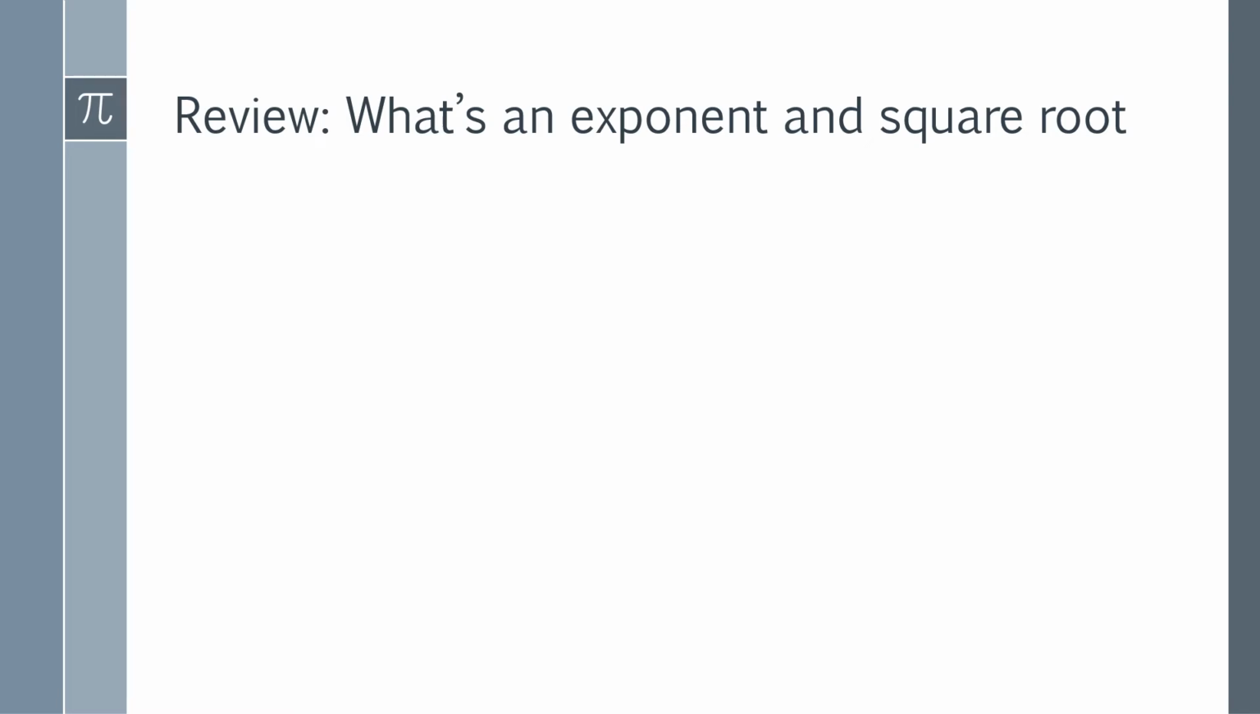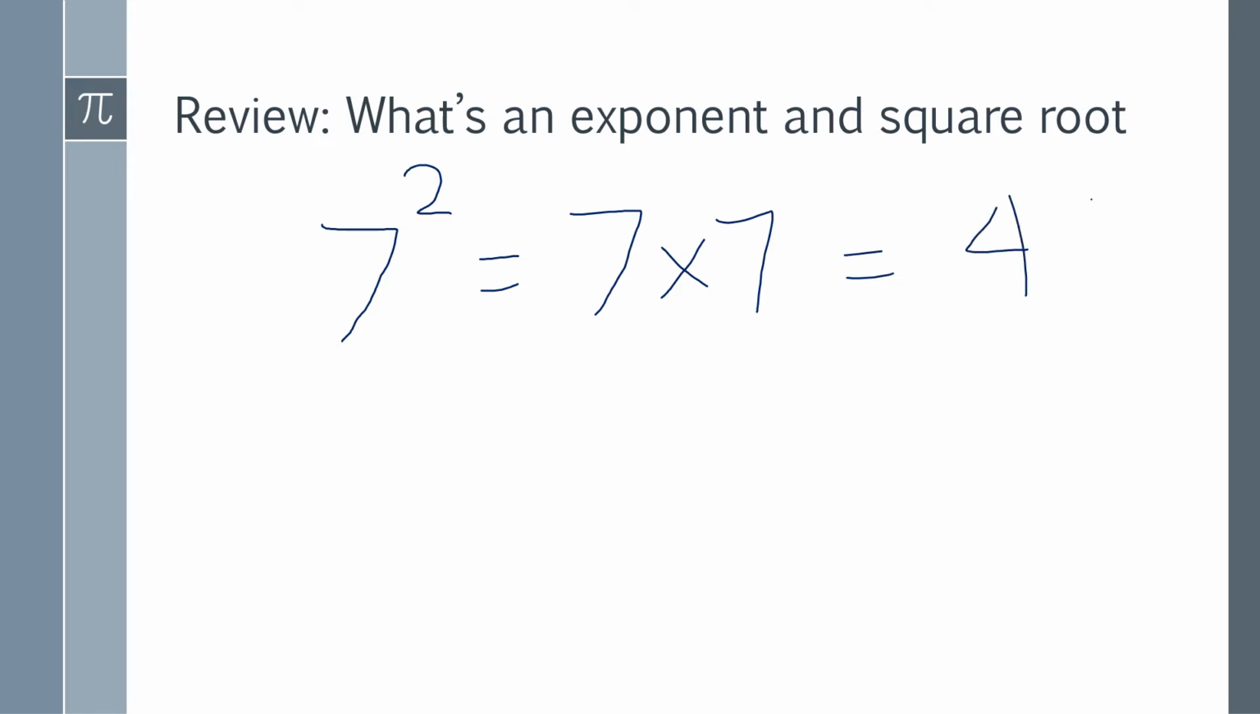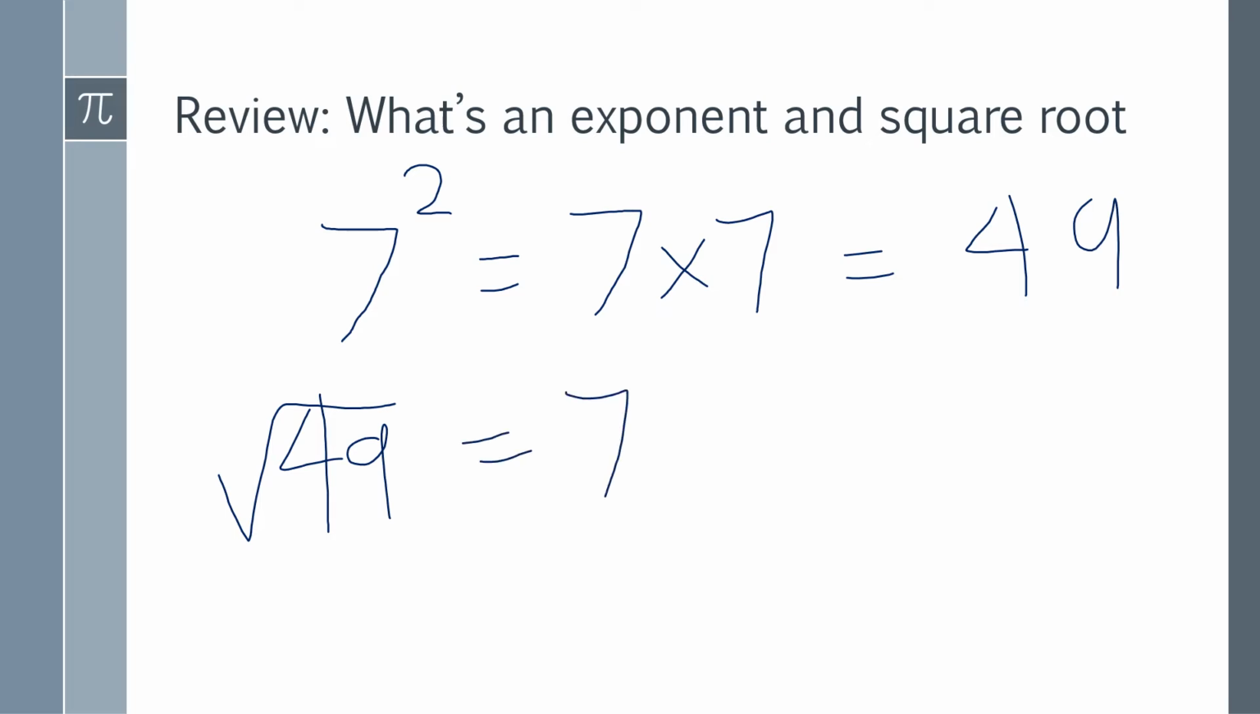Alright, guys, what is an exponent and a square root? Let me give you a fast example of it. So 7, if I want to write 7 to the power of 2, that is an exponent, but if I want to write it 7 times 7, that gives you 49. The square root of 49 is what? Well, it's 7 because it's a perfect square. Just like that.